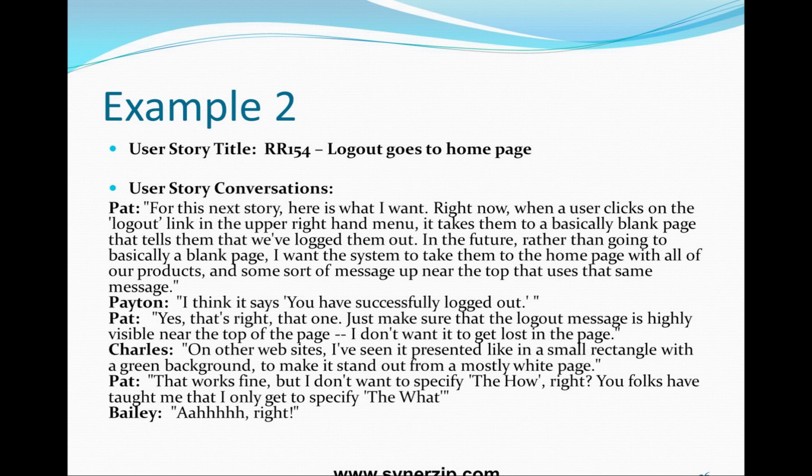So here what we have is a conversation between several people on the team. Peyton's a programmer, Charles is a programmer, Bailey's a business analyst, Pat is our product owner, right? So again, a conversation that then leads to confirmations or acceptance tests, story tests. That's what we're looking to get. We've had this conversation. Now we need to create some sort of story test for this particular story.